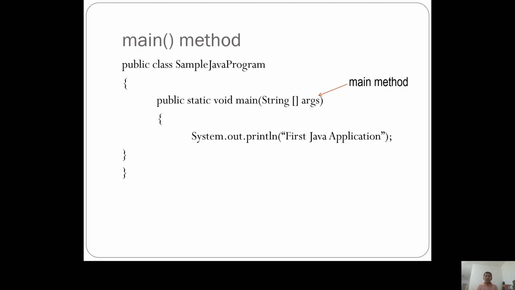The void keyword indicates that the main method does not return a value. When executing a Java application, the JVM always executes the main method first. The contents between the parentheses of the main method, which is String args, represent the type of argument that can be passed to the main method.